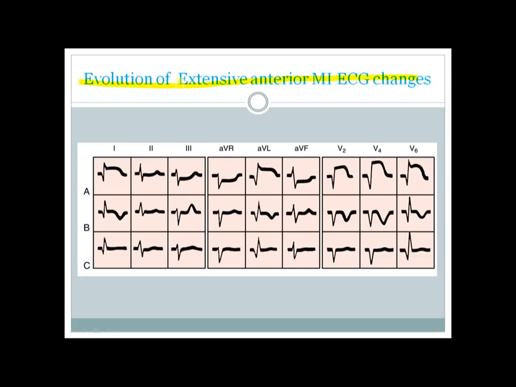Here you can see the evolution of extensive anterior MI changes. Why do you call this extensive anterior? Because, as you can see here, there is ST elevation in lead 1 and also in lead VL. You can see the ST elevation here, and also in leads V2, V4, V6. So there are extensive changes in the anterolateral wall of the heart. That's why we call it extensive anterior MI. This is an ST elevation MI, and after some time the leads that showed ST elevation now show T inversion. T inversion here, also here, here, here, here. Later on, those T inversions also become normal, as you can see in the C. So the T inversions become flatter, flatter, and flatter.